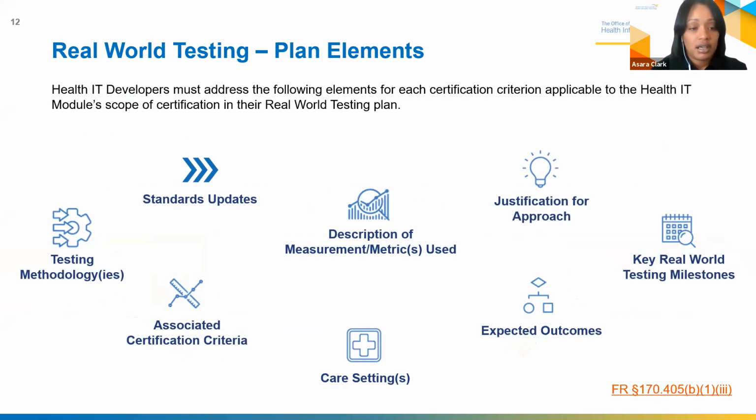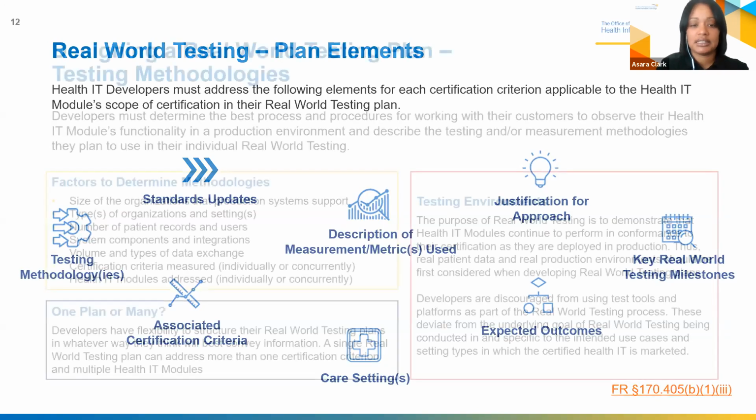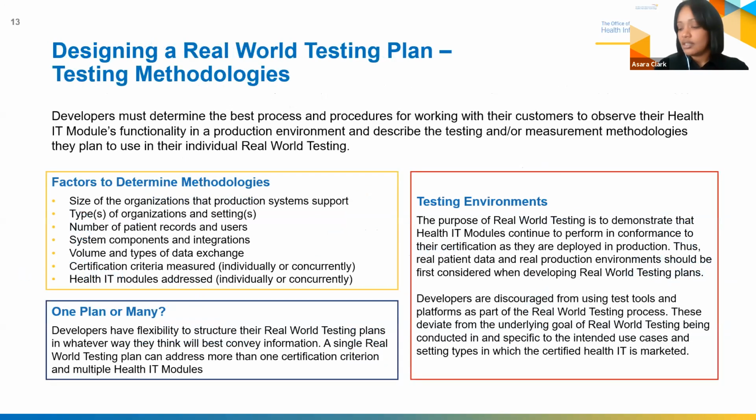170.405(b). Here they are: testing methodologies that you're going to use, standards updates, associated certification criteria, description of the measurements and metrics being used to measure that functionality and conformance, the care settings in which you market your certified health IT, justifications for your real-world testing approaches, your expected outcomes, and the key real-world testing milestones. So we're going to dig into these a bit. Definitely want to be sure that you guys understand what each of these means and so on and so forth.